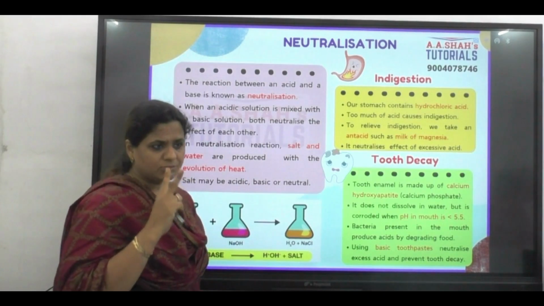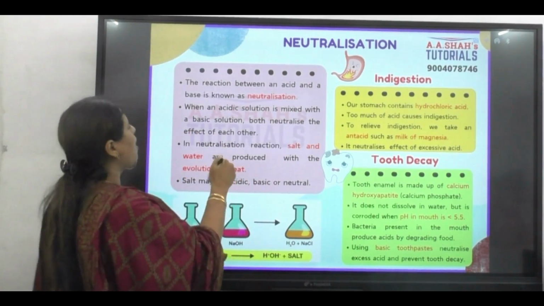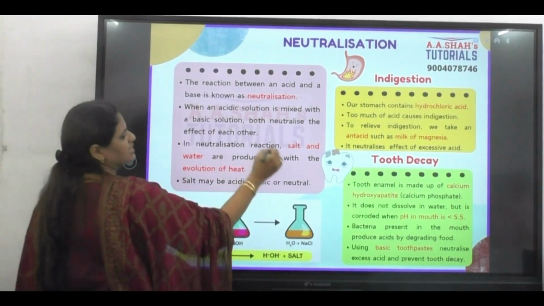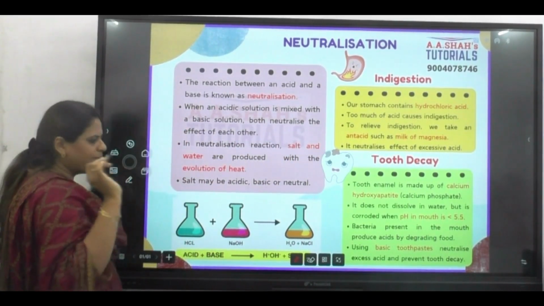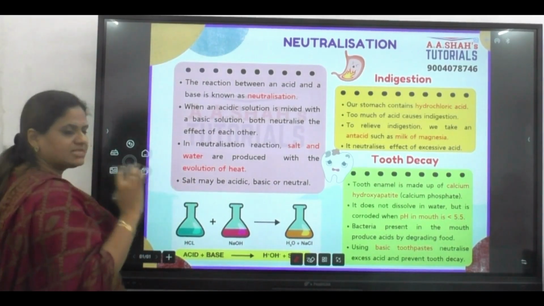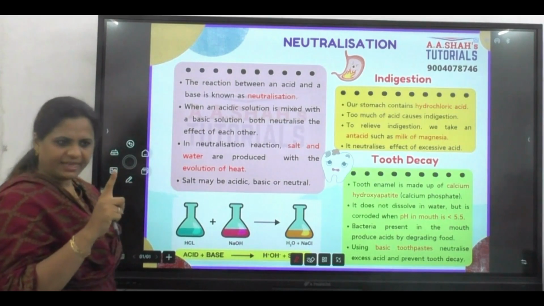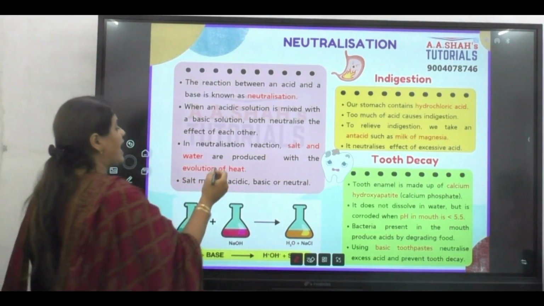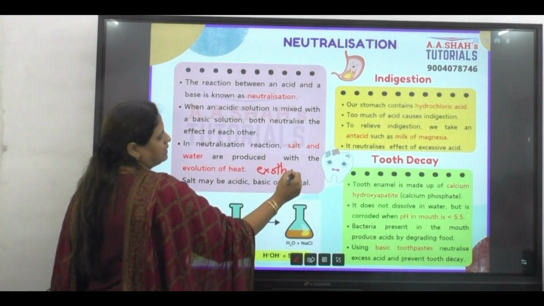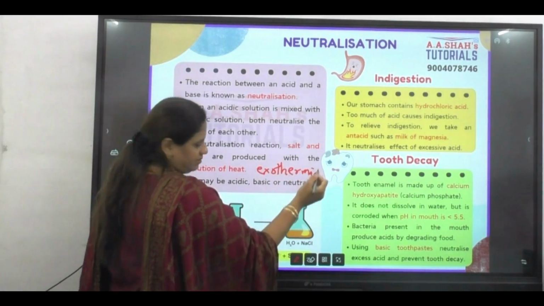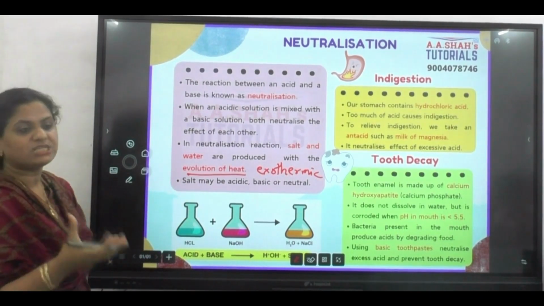Two important things which you need to remember regarding neutralization: one, it will form a salt. A neutralization reaction will form salt and water. Always, acid plus base will give you salt plus water. This is standard. And the second thing is, it is an exothermic reaction. Exothermic means it will release heat, means it will become hot. After the reaction, the test tube will become hot.